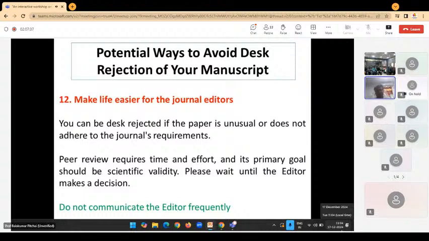The editor will respond, oh, we are very sorry, we will send a reminder to the reviewer. Because they are handling too many manuscripts, your manuscript is one among them.